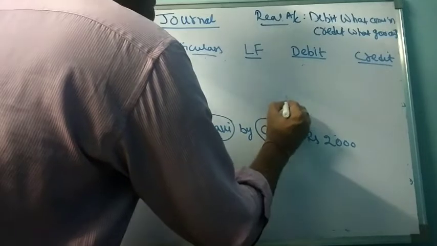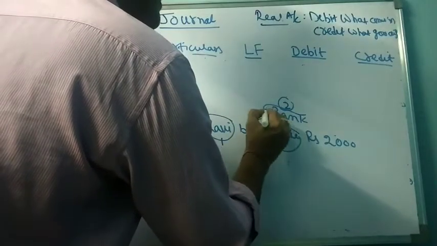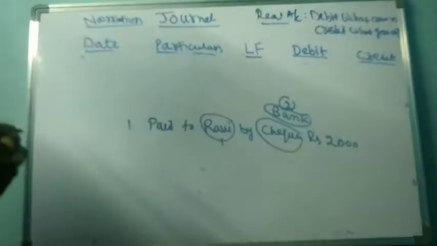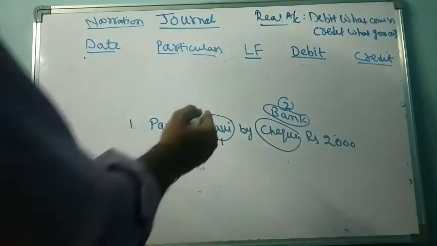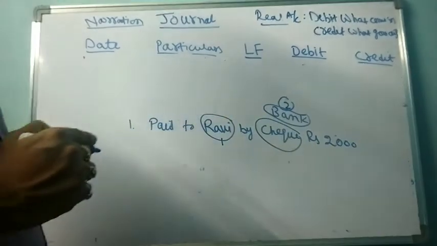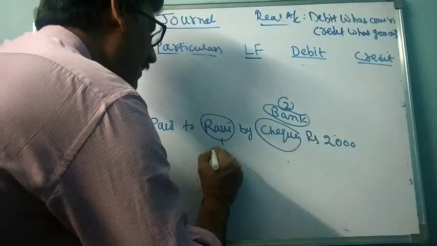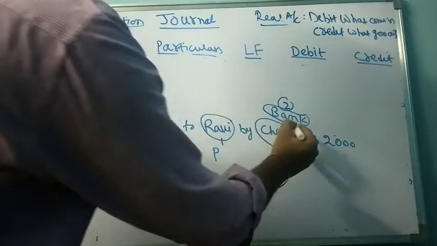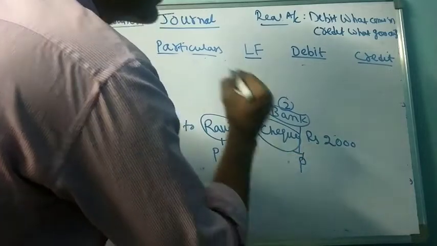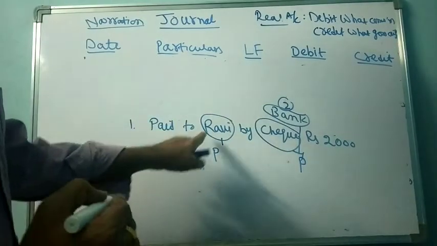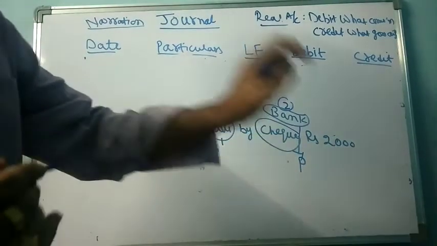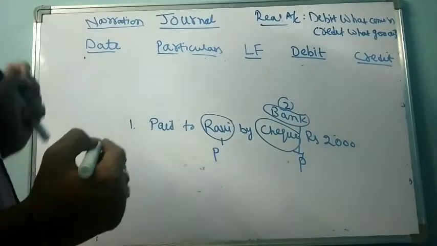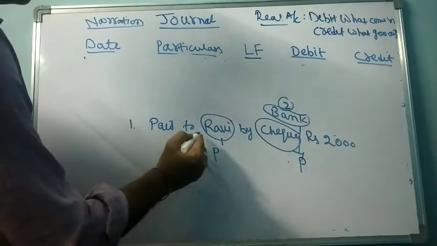Now again bank is the second account. Like the first, identify the accounts involved in the particular transaction. How many accounts are involved? 2 accounts. Then apply step number 2. Ravi comes under personal account, natural person. Bank also comes under personal account only, but bank is an artificial person. One is a natural person, one is an artificial person. But the rules are the same.